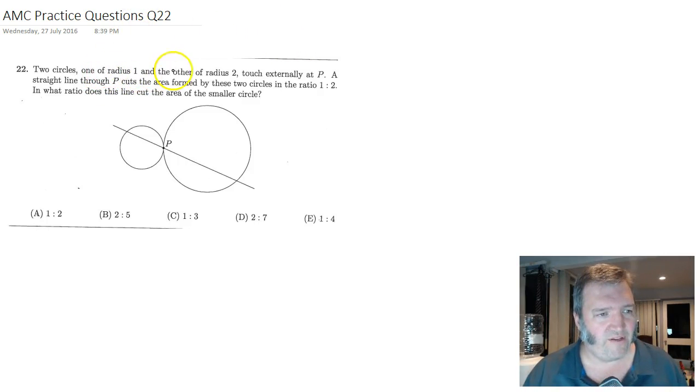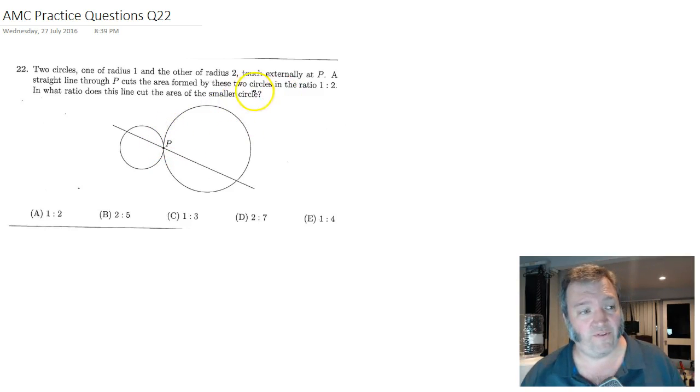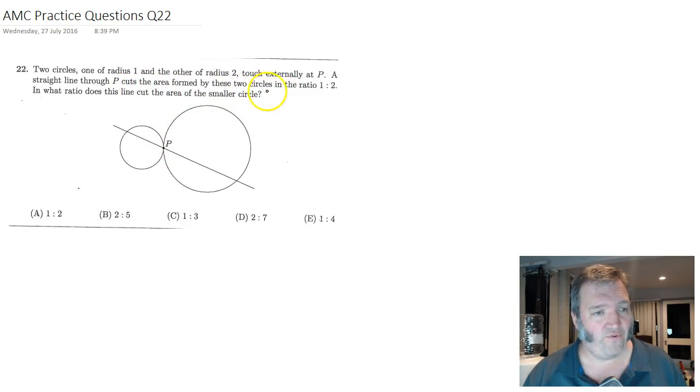Two circles, one of radius 1 and the other of radius 2, touch externally at the point P. We've got a diagram given to us, very nice. Straight line cuts the area formed by these two circles in the ratio 1:2. So the area underneath is 1, the area above is 2. In what ratio does this line cut the area of the smaller circle?